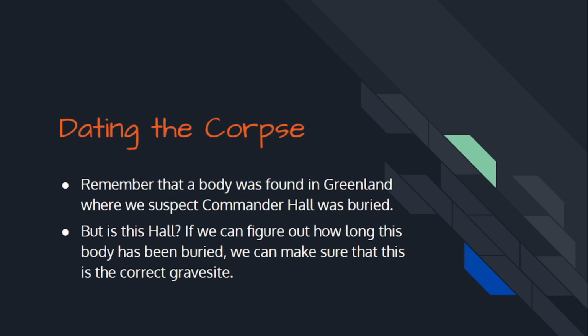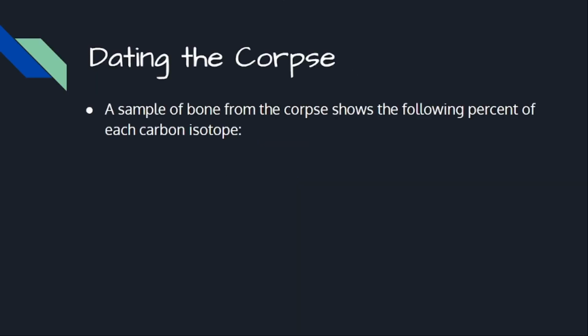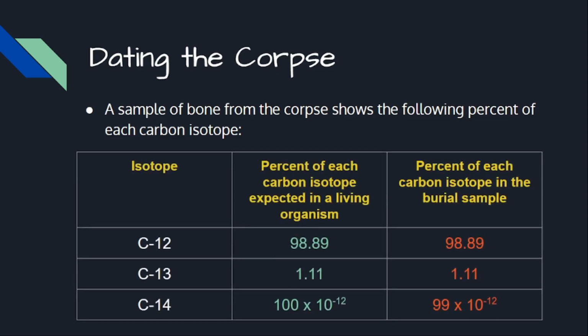All right, go ahead and make sure you've got your notes, you've got something to write with as we go through these questions here. So a sample of bone from the corpse shows the following percent of each carbon isotope. Again, this information is in your notes. It's right in the middle. So carbon 12, carbon 13, and carbon 14. Look at those numbers. I'm not going to give you the answer right now, but look at those numbers. Feel free to talk to the person sitting next to you, work together in a group. What do they tell you?